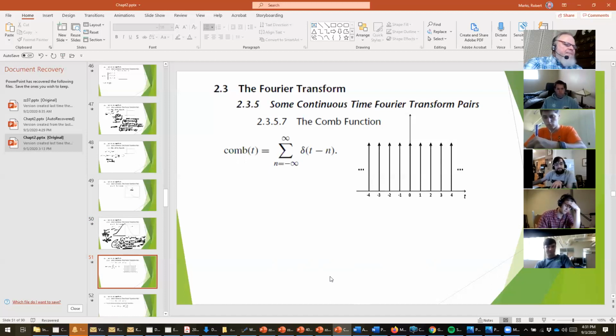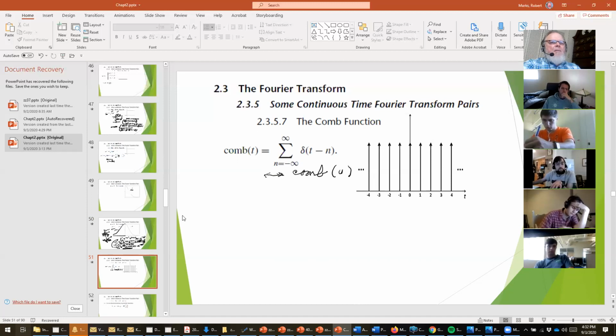Here's the interesting thing. Just like the Gaussian, the comb function has itself as the Fourier transform. It isn't obvious, but that's what happens. The comb function has itself as a Fourier transform, just like the Gaussian. And we can prove this as follows.